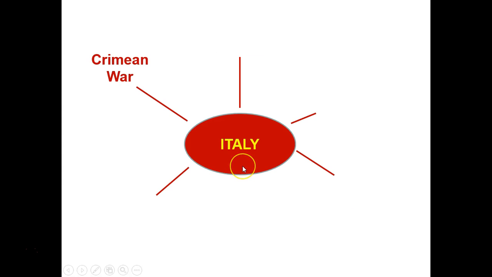All right, let's start. Again, our path. How does Cavour unify Italy? What paths does he use? How do they represent realpolitik styles?